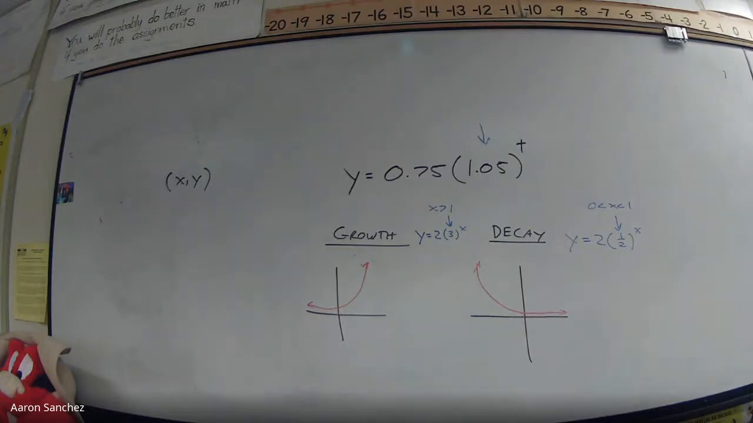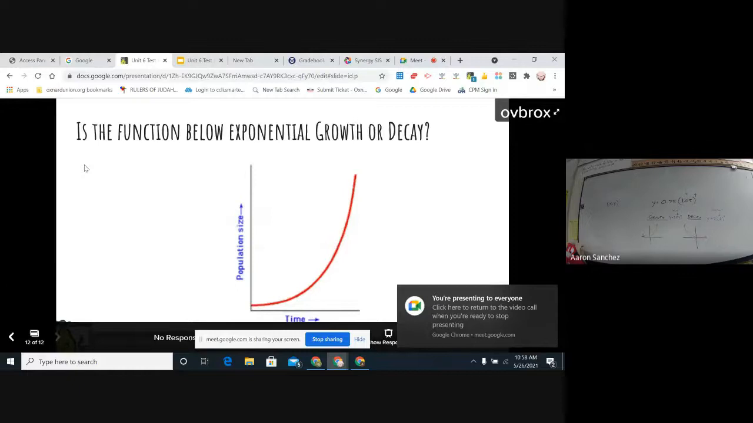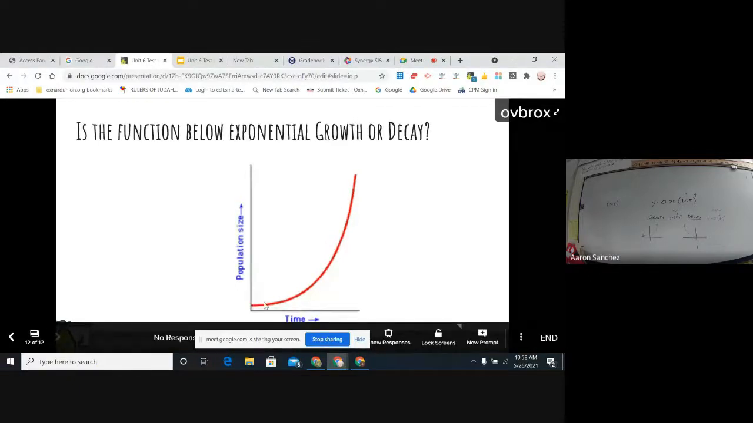We're moving on. Let me present. Let's see here. We're almost done. Okay, so you guys, we said it's growth. Okay, what about this one? Is this exponential growth or decay? Write down what you think your answer is. Is it growth or decay?